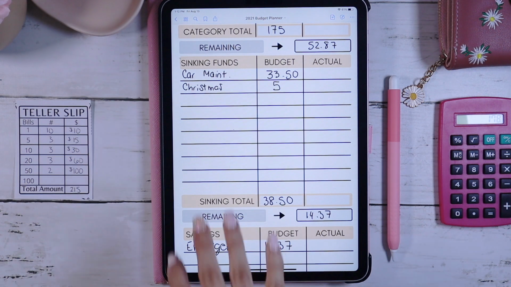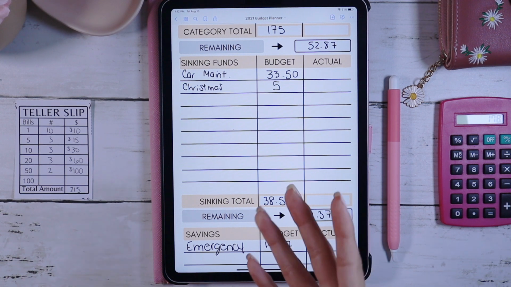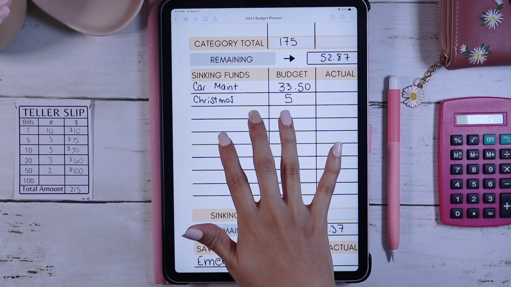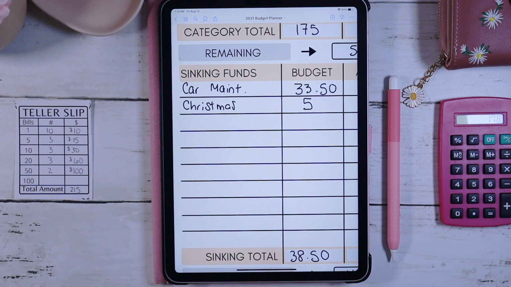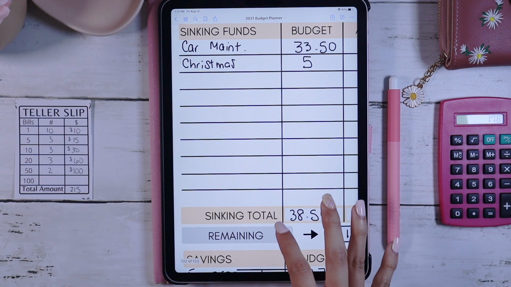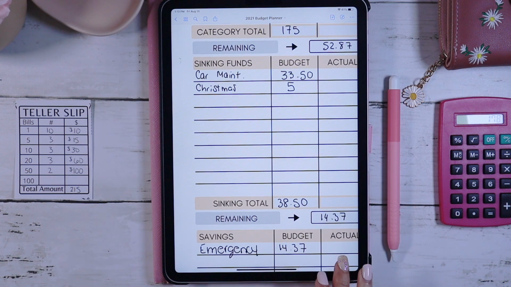We don't have a lot of different categories because this is a little bit of a lower pay for us in this time, which is fine. Our highest priority right now is adding to our car maintenance because we know something is wrong with my car. We don't have as much in that account as we would like, but we want to add a little bit more just in case. And then we also want to contribute to our Christmas fund. So $38.50 is what is going to these particular savings.